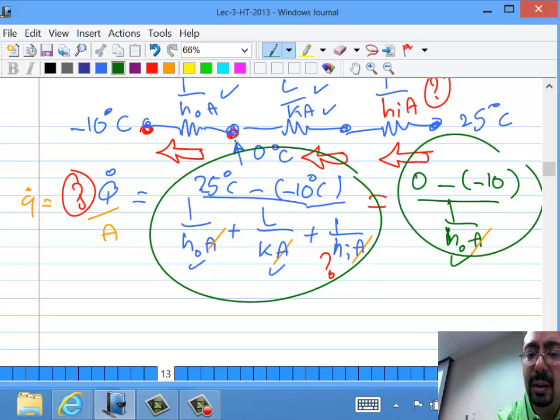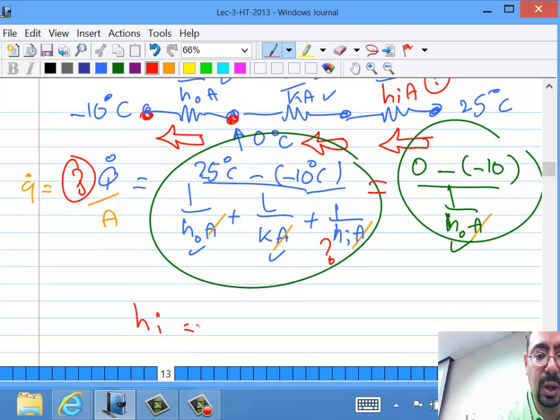So HI is, let's make it in red. So HI is 1112 watt per meter square Kelvin. Okay?